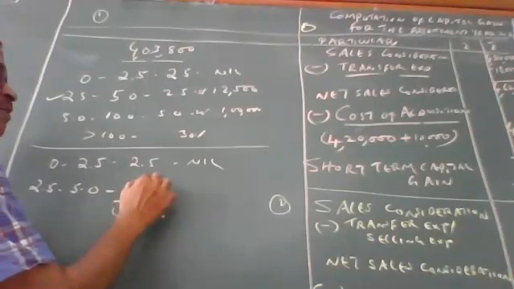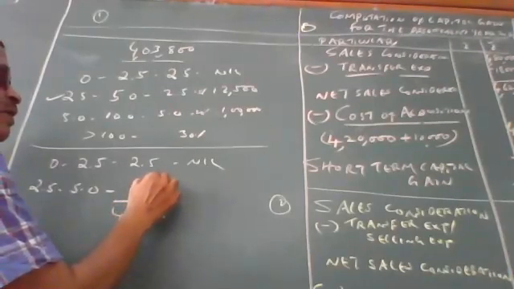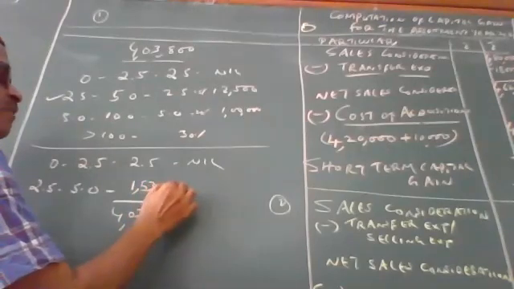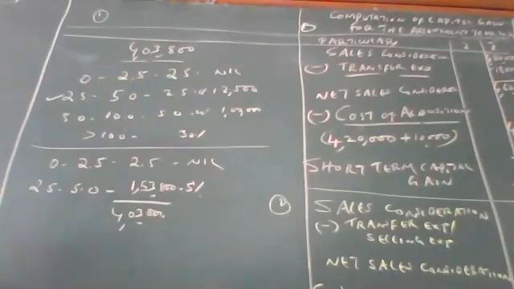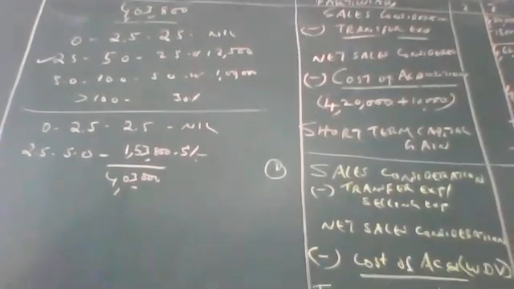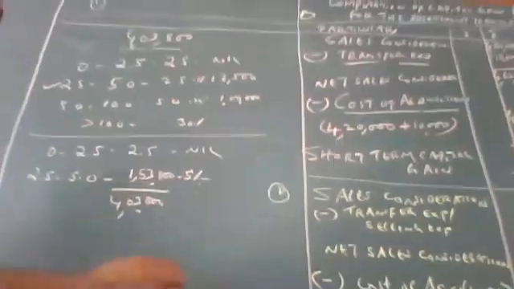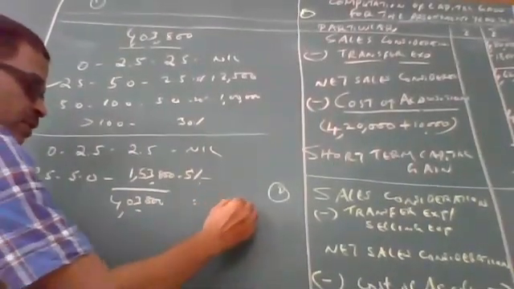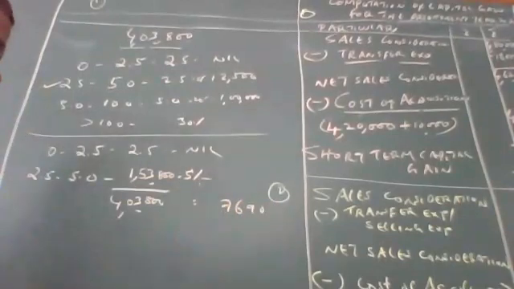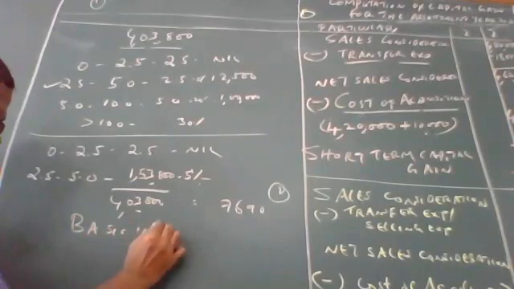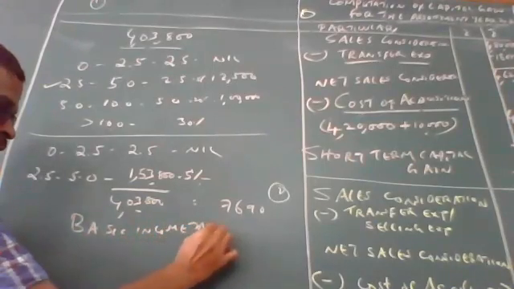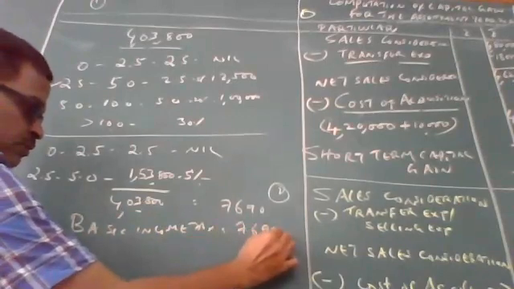1,53,800 at 5%. On 1,53,800, 5%. How much is it? 7,690, right? Okay, this is the basic income tax. So basic income tax is equal to 7,690. Then what we will do?